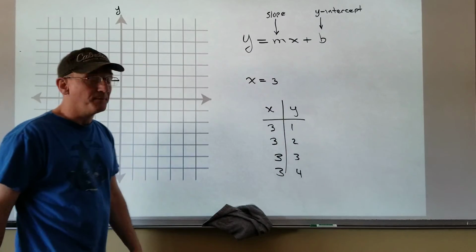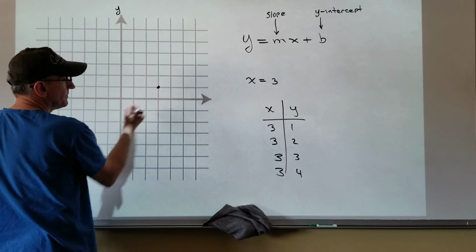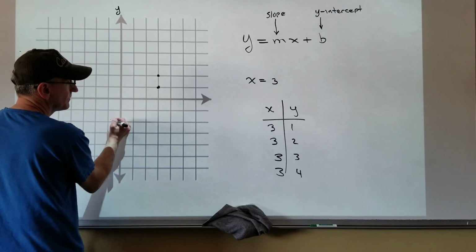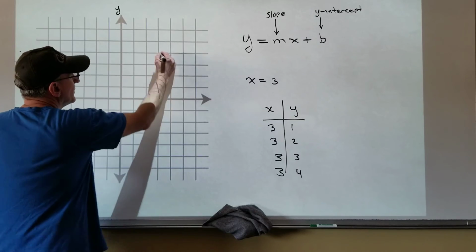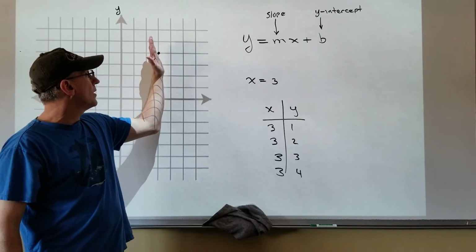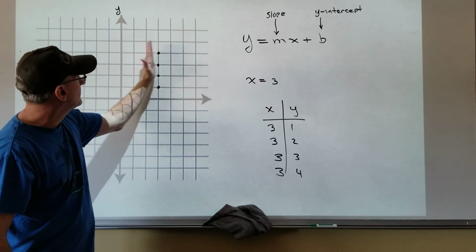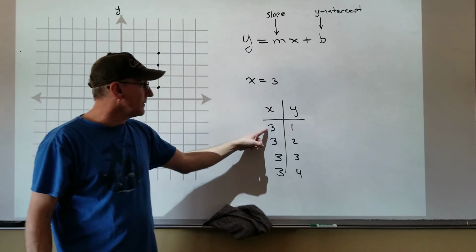Always, constantly. Where are you going to find these? 3, 1 is here. 3, 2 is here. 3, 3 is here. 3, you can see what's going on. We're getting a vertical line where all the points are 3 units to the right, which is exactly what these are telling you here.